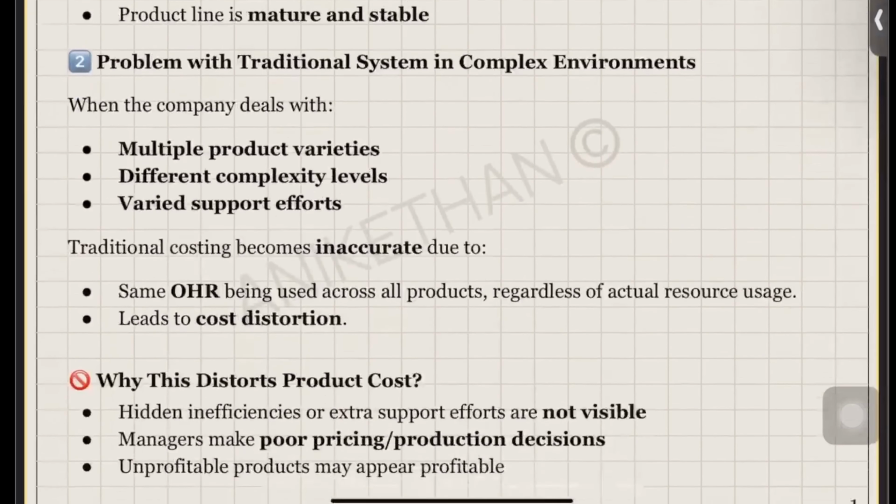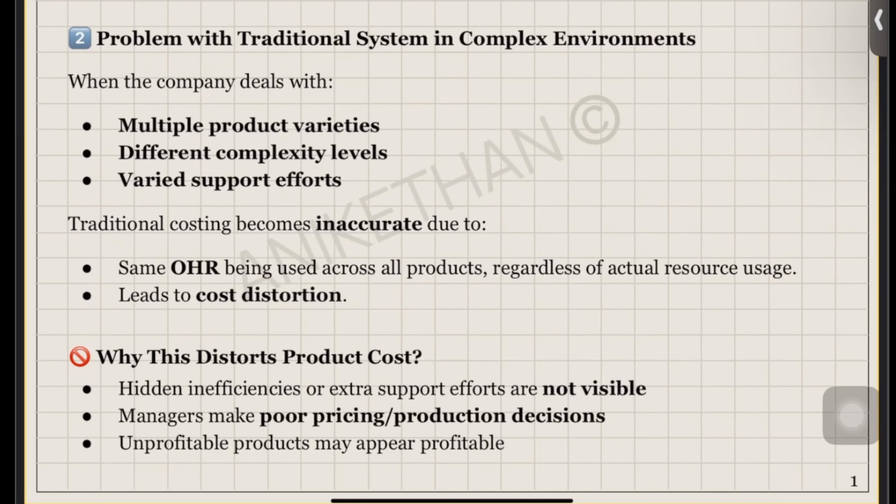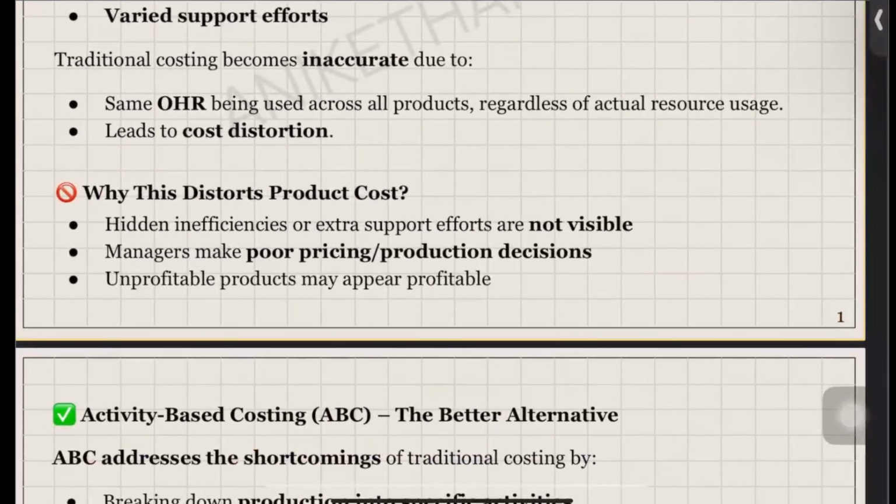So what is the problem with the traditional system? In a complex environment, it deals with multiple product varieties, different complexity levels, and varied support efforts. Support effort means different functions like quality, production, inspection, setting up, material handling. All these are support efforts. When there are multiple products, it is different for each product. In such a case, the traditional overhead fails. It will not give you an accurate result. So that is why you get distorted product cost.